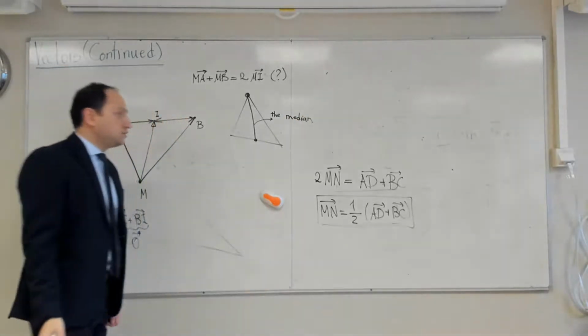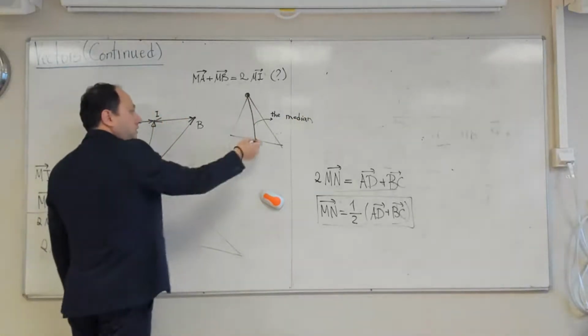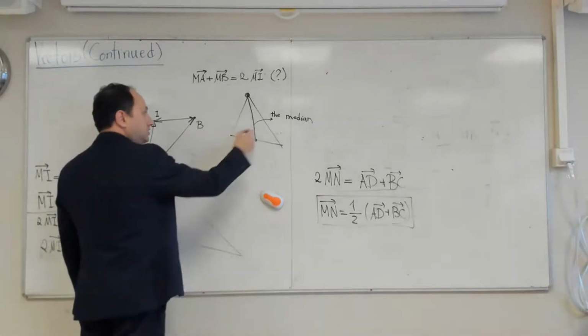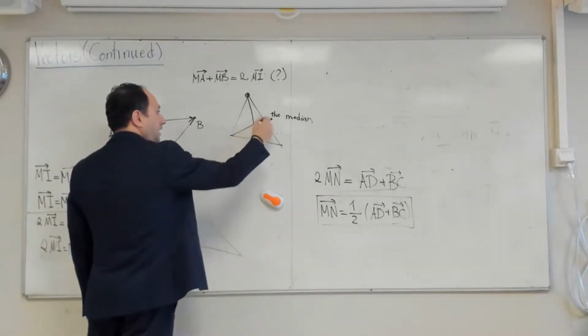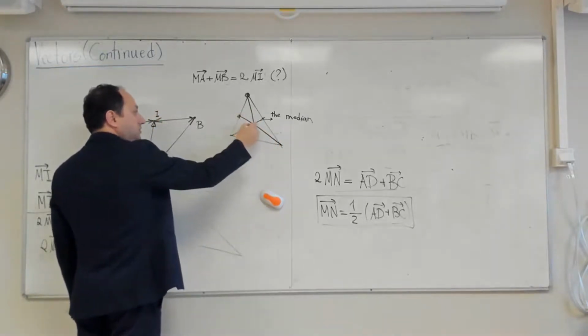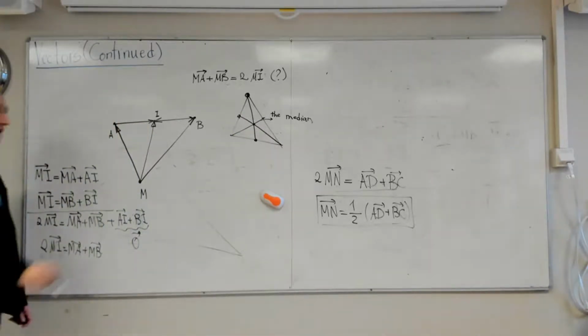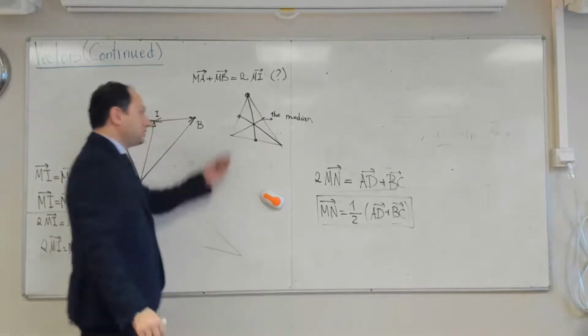How many medians do we have in a triangle? 3 of them. I can connect this to the middle of this one. I can connect this to the middle of this one. I can connect this to the middle of this one. And a very interesting property is that all of them pass through the same point. That is not trivial at all. But if you do this, this happens. Okay? So these are the medians.